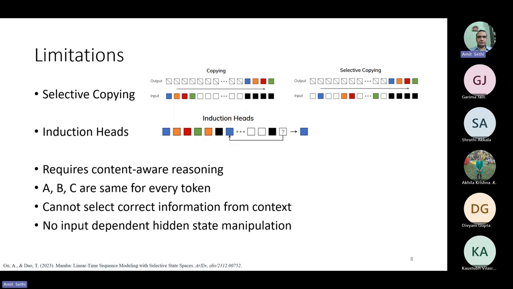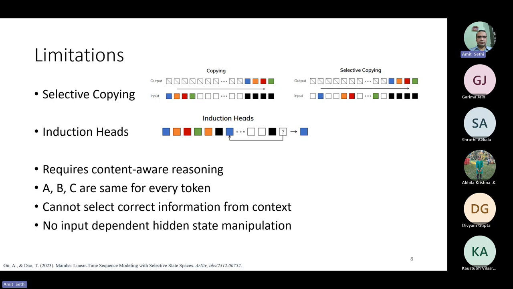reasoning, because for every input we have the same ABC. You cannot actually do certain tasks like selective copying or induction head. So what is selective copying? Copying is like you have blue, orange, red, green, and you want to output it again after some time in the same fashion, the model can do that. But in selective copying, you retain the order, but only copy selected tokens. This is equivalent to having a tweet from which you want to remove the swear words. Such a task you cannot do.